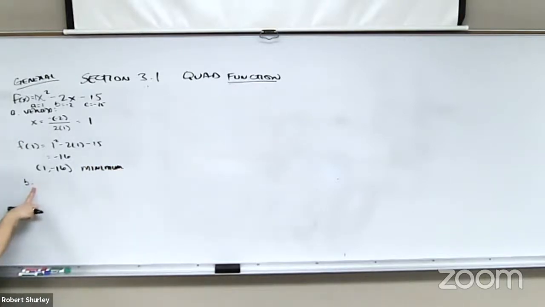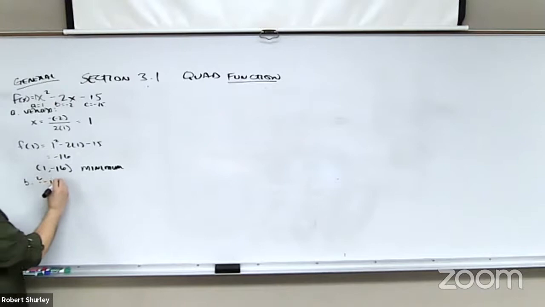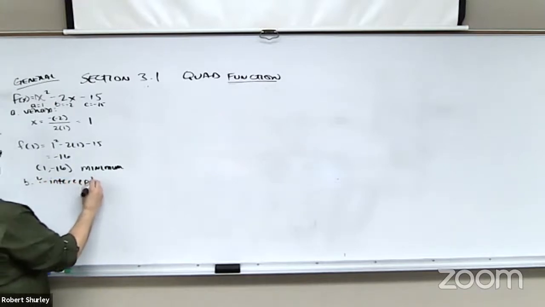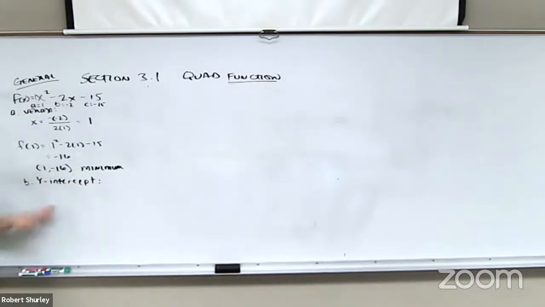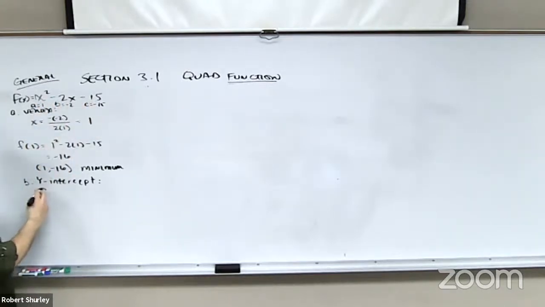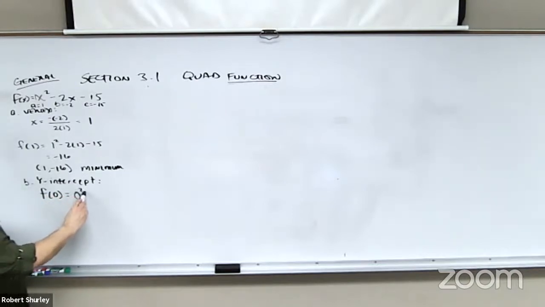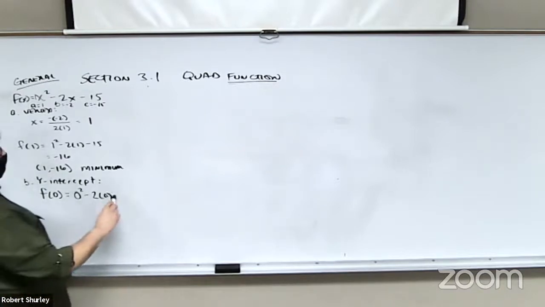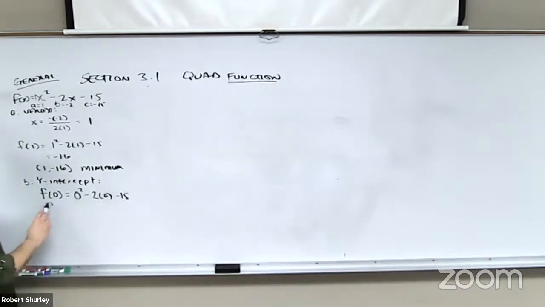Okay, so let's find the y-intercept. It's really easy out of this form. The y-intercept in this general form is really easy to find because remember, you just put in a 0 for x, and every term has a 0 except the constant. So if I plug 0 in, I'd get 0 squared minus 2 times 0, or 0 for 0 here, minus 15. Got to be negative 15.